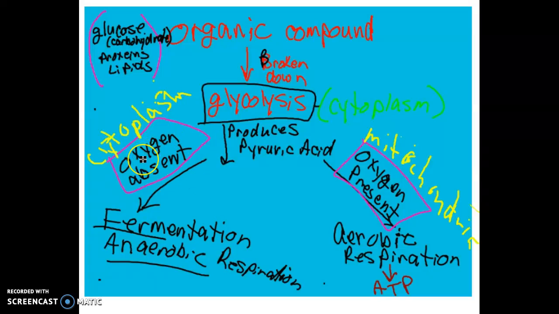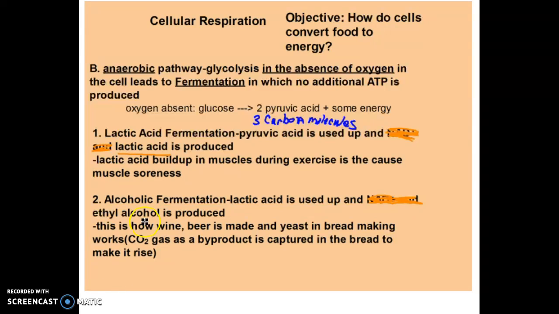If no oxygen is present, it stays in the cytoplasm. It doesn't go into the mitochondria. It stays in the cytoplasm, and we get fermentation and anaerobic respiration. So let's talk first about that anaerobic pathway. Anaerobic literally means without oxygen. We said this leads to fermentation, and it's not going to produce any more ATP. It needs the oxygen to produce the ATP.